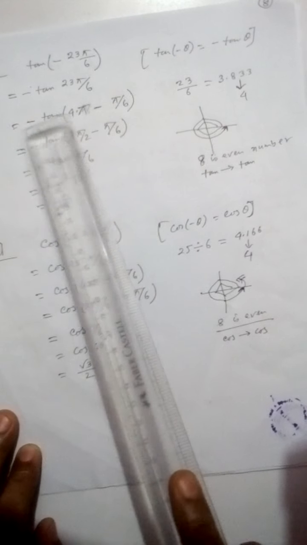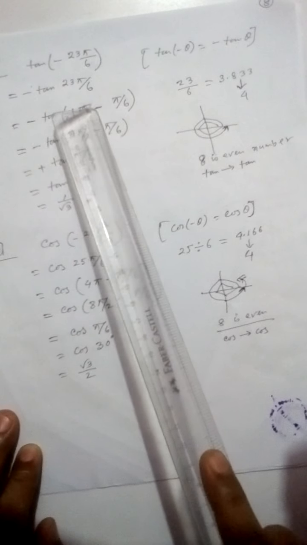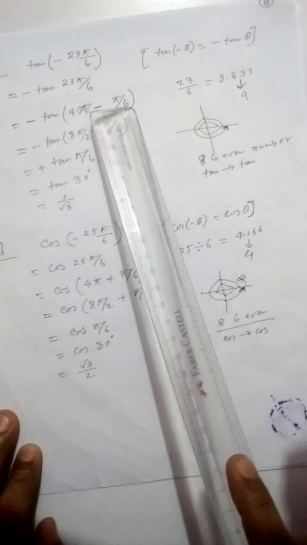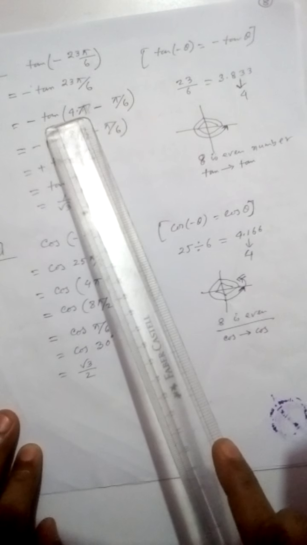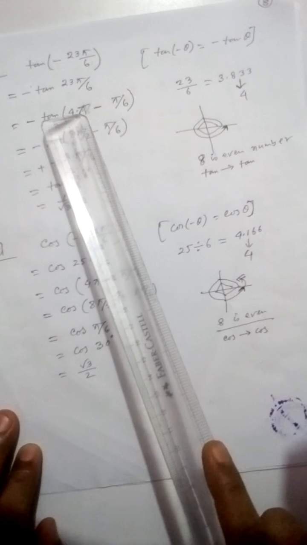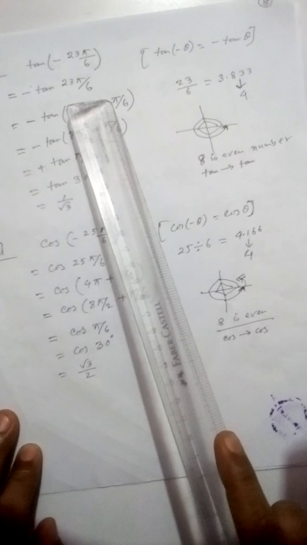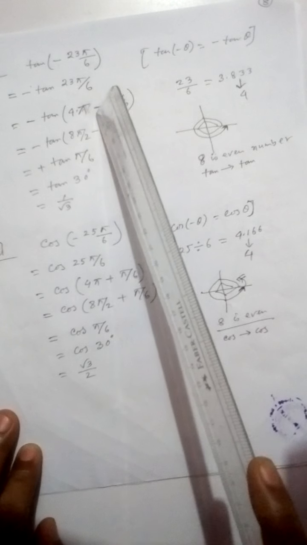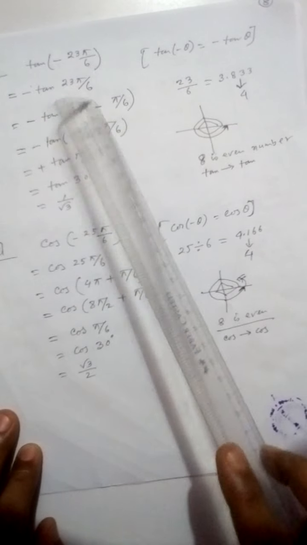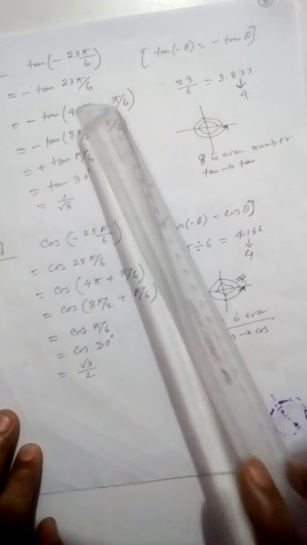So 4 pi minus pi by 6. We justify here with LCM 6 into 4 pi, that means 24 pi. 24 pi plus pi means 25 pi, but here we have 23 pi, so 4 into 4 pi into 6 means 24 pi. 24 pi minus pi means 23 pi by 6. So here we use the minus sign, so tan minus 23 pi by 6 equals minus tan 4 pi minus pi by 6.